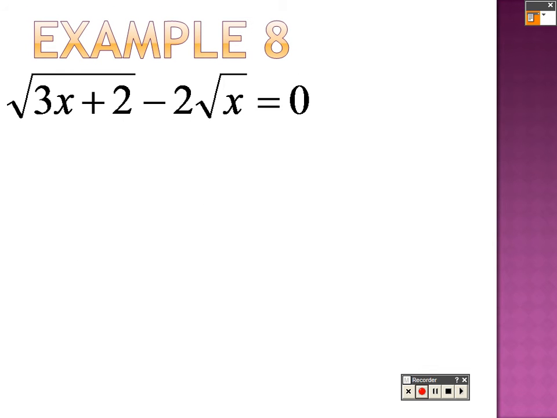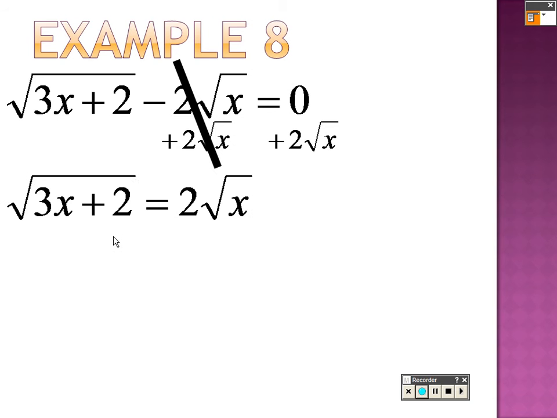Alright, these can get kind of crazy and kind of intense, but once again, you can't solve this problem until you get a root on one side all by itself. So the easiest way I know of to get one root all by itself, all alone on one side, is why don't I move this 2 root x over to the right. So these cancel out, leaving me with root 3x plus 2 equals 2 root x.